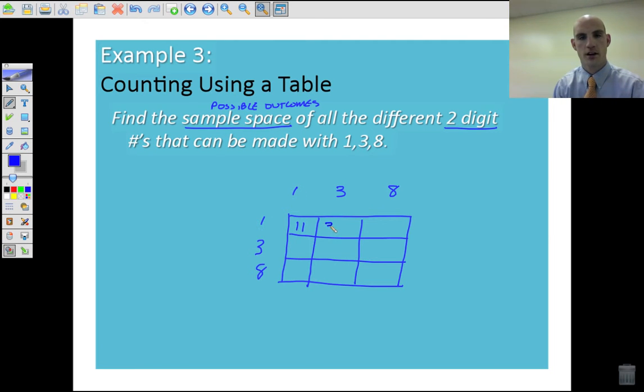This is going to be 31. This will be 81. This is going to be 1, 3. This is going to be 1, 8. This is going to be 3, 3. This is going to be 8, 3. This is going to be 3, 8. This is going to be 8, 8. So how many possibilities are there? 9 possibilities.